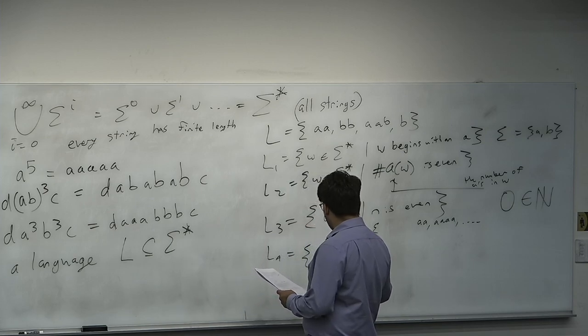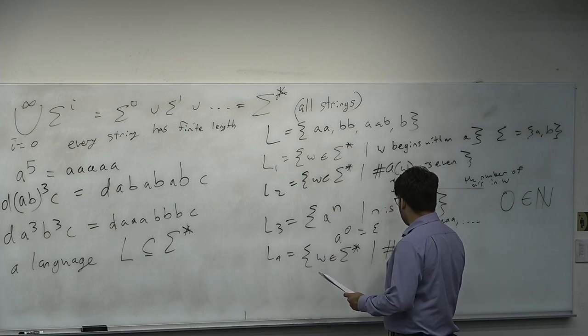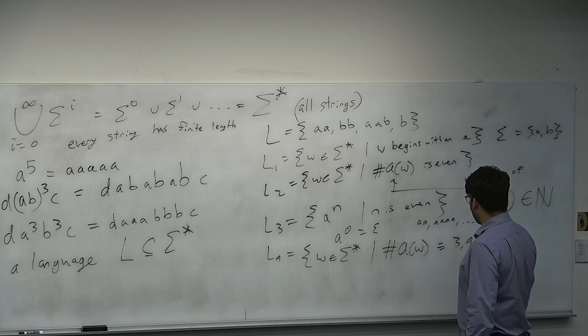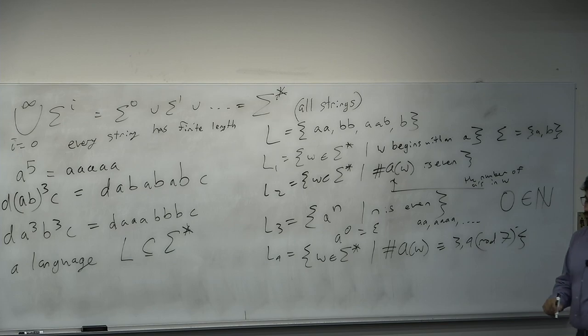What about L4: W is in sigma star, and the number of A's in W is congruent to 3 or 4 mod 7. Also, following the previous pattern, it's also an infinite language.